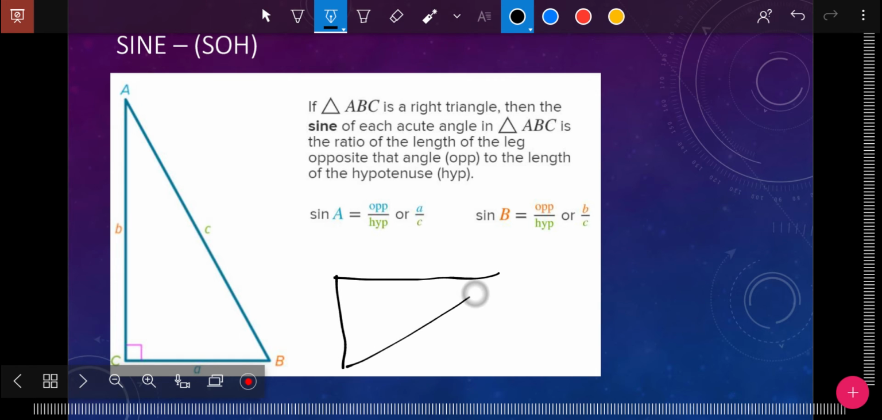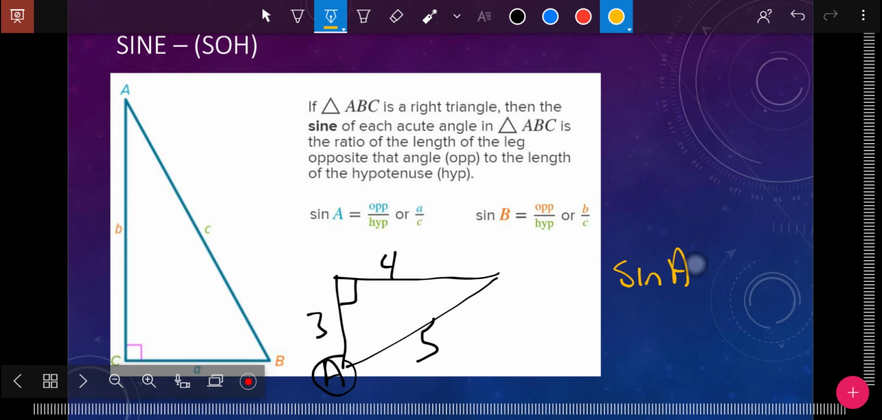If I make a right triangle here, and we say we're talking about this angle right here, that's the angle we're going to use. Let's say this is a 3, 4, 5 triangle, and I want to do the sine of angle A. Sine means opposite over hypotenuse. Hypotenuse is always the one across from the 90. So that would be 4 over 5 in this case. That's called my trig ratio.